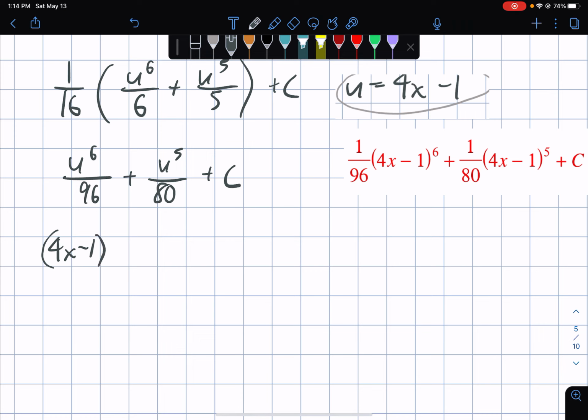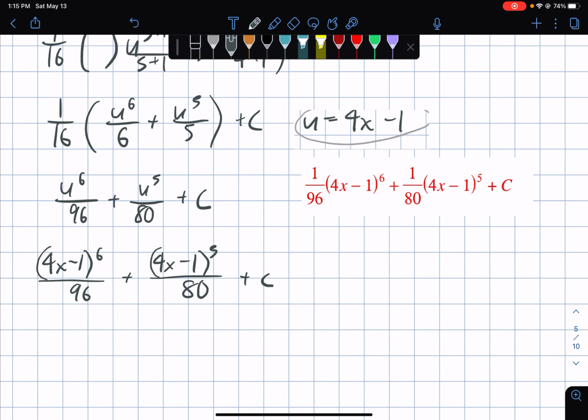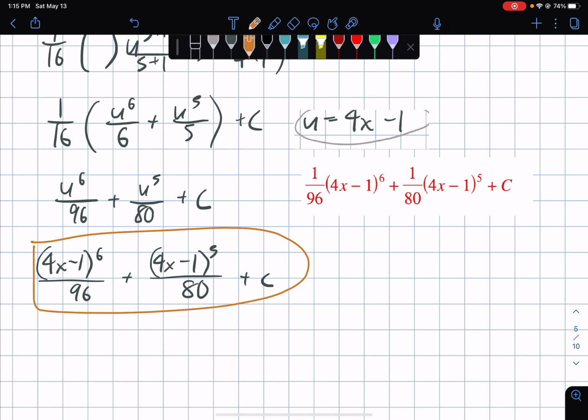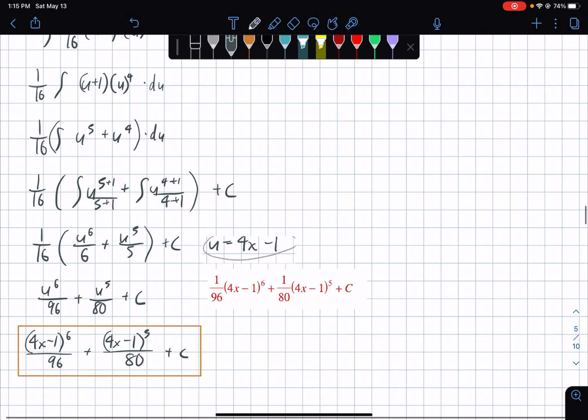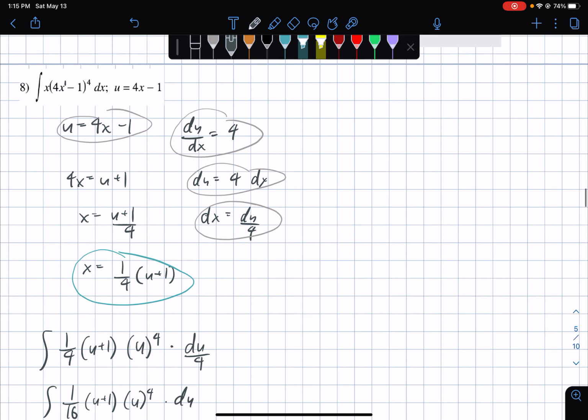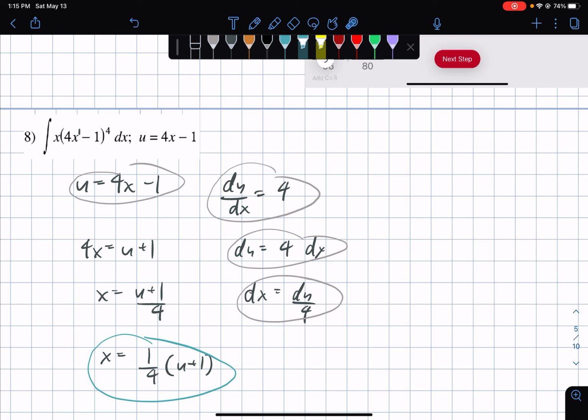So for (x minus 1) raised to 6 over 96 plus u raised to 5, that's (4x minus 1), then over 80, then plus c. Boom, that's it. Finally, something makes sense. This is the kind of solution that you do if the x in your u has the same kind of exponent as another variable in your expression.